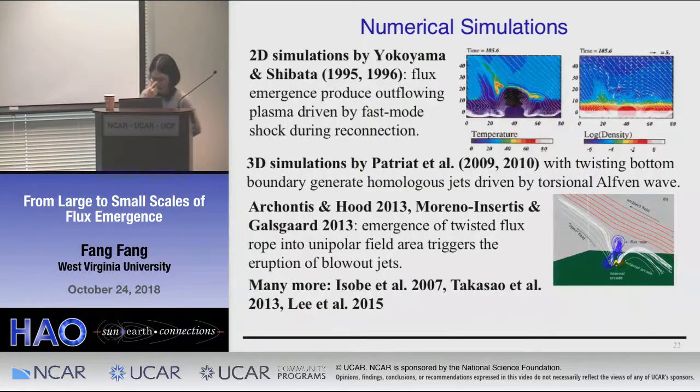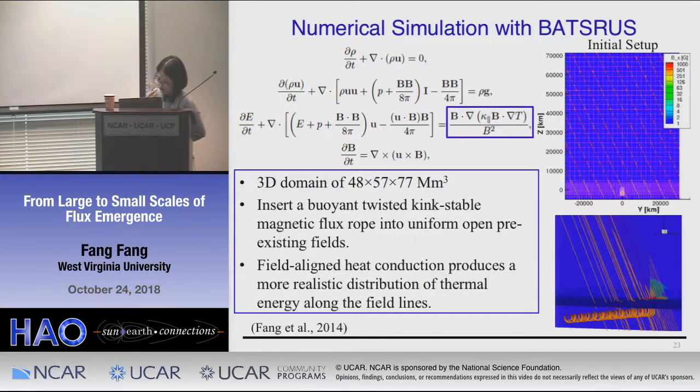And to study coronal jets, there have been a lot of numerical simulations from 2D to 3D. There have been studies on 2D flux emergence into ambient field and also 3D flux emergence into ambient field, where twist is being transferred during this reconnection here. So we also carried out our own study, a 3D simulation of a twisted flux rope into the ambient field here.